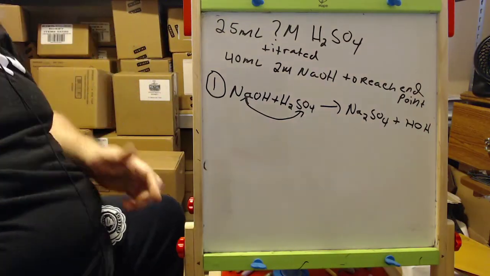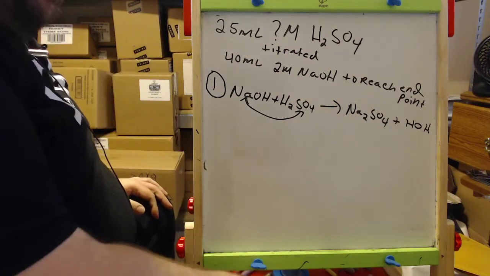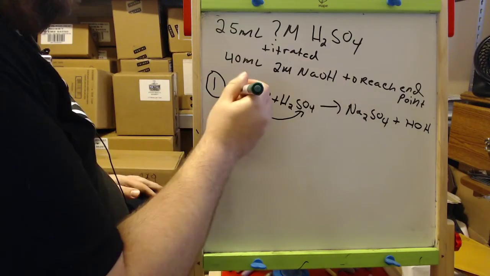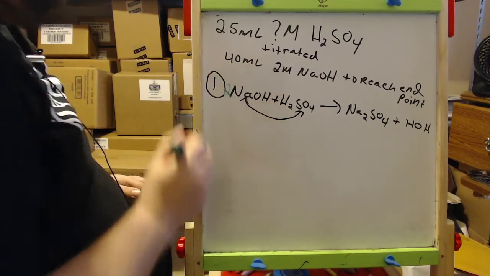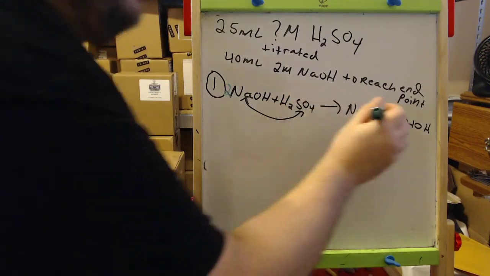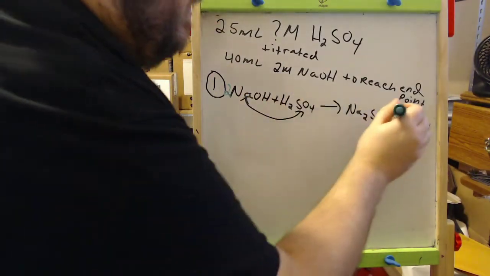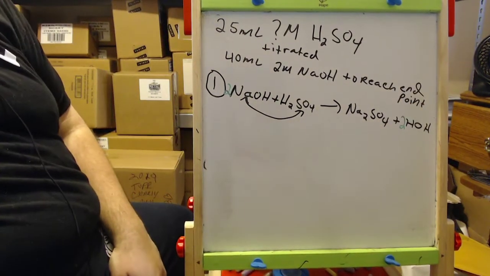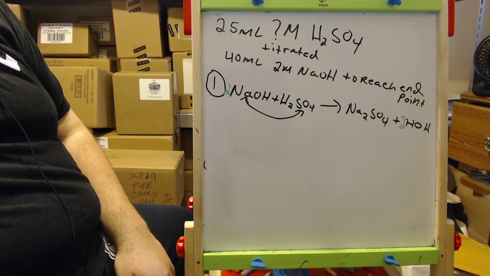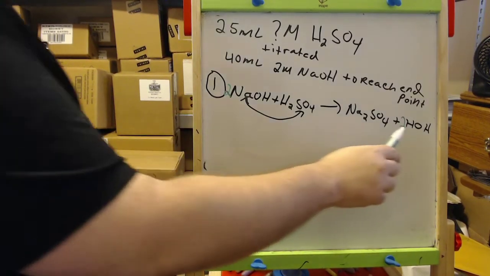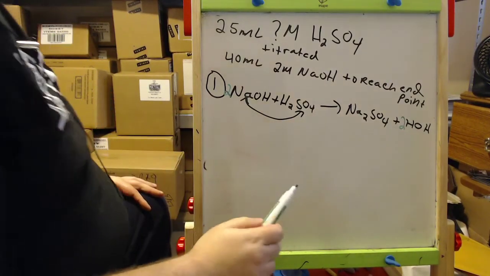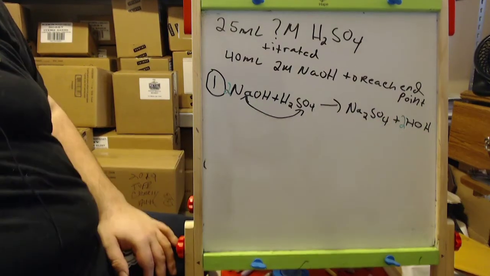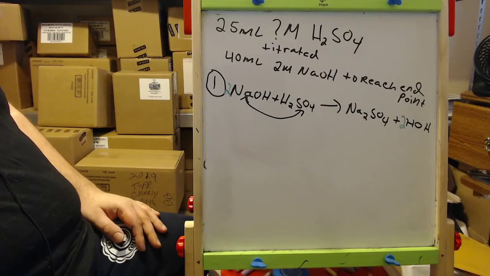Now we need to balance it. 2 sodiums, I need a 2 here. 2 hydrogens, 2 hydroxides, I need a 2 here. And the reason I write it out as HOH is because it makes it a lot easier to balance, seeing the OH and the H's. Because I could say 2 OHs, 2 OHs. All right, everybody with me so far?